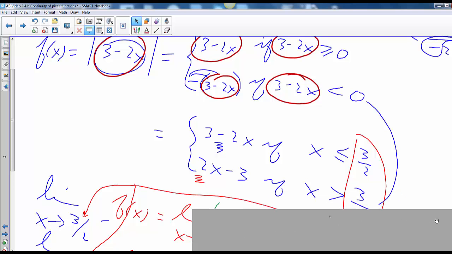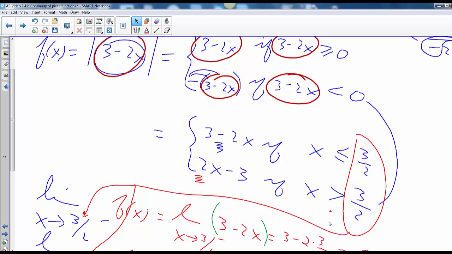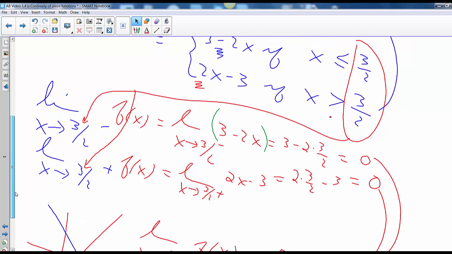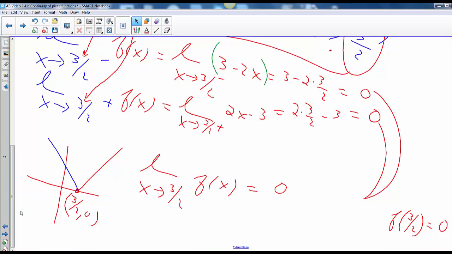So again, we'll be looking for the limit as x approaches 3/2 from the left and 3/2 from the right. For 3/2 from the left, we'll use the top piece. Replace x by 3/2, you'll get 0. For the limit as x approaches 3/2 from the right, you'll use the bottom piece, which is 2x minus 3. Replace x by 3/2, you'll get 0. Therefore, the two-sided limit is 0, and I'm not going to get into the continuity.